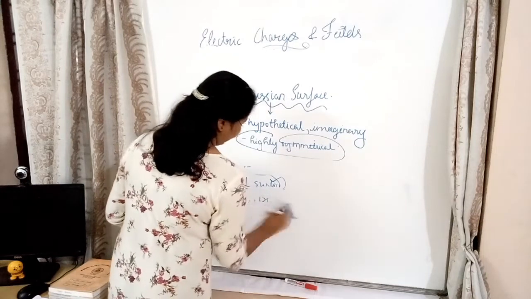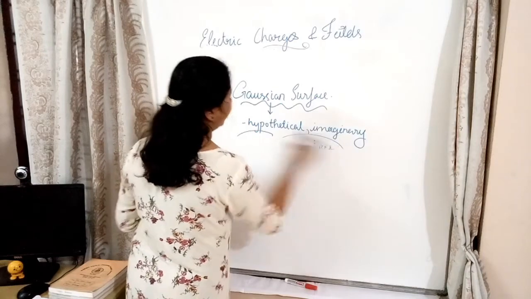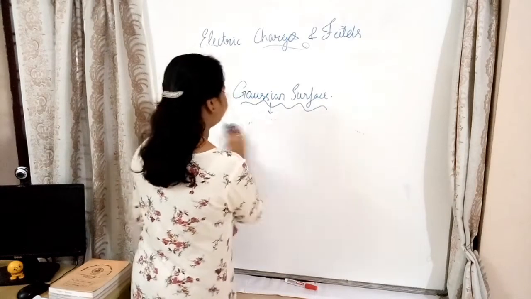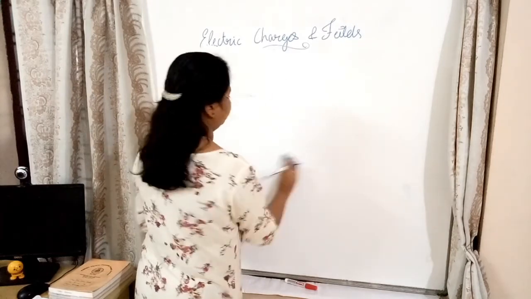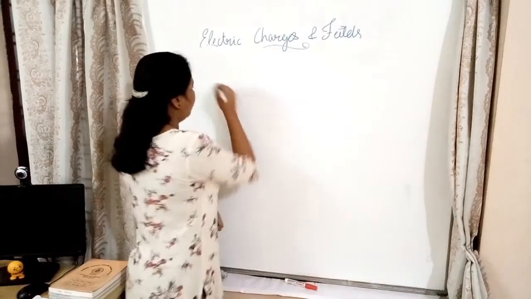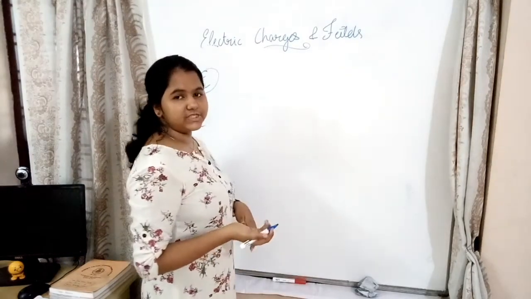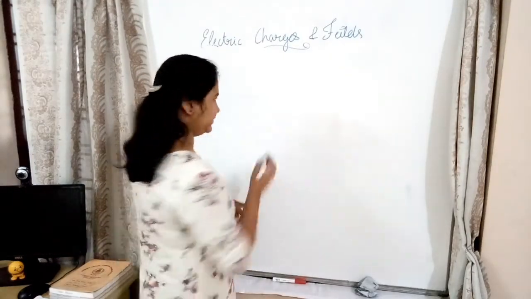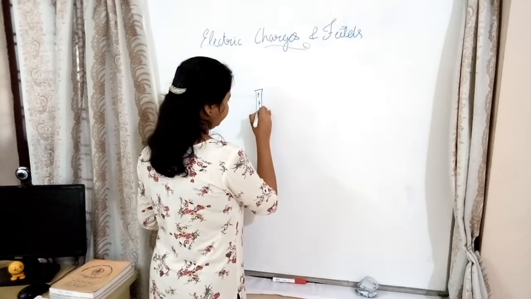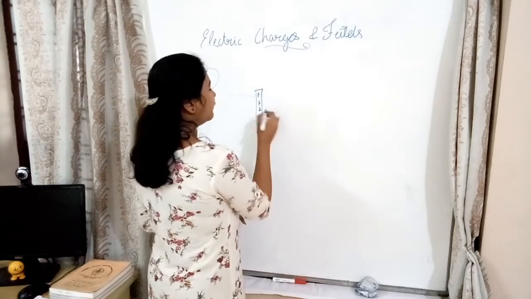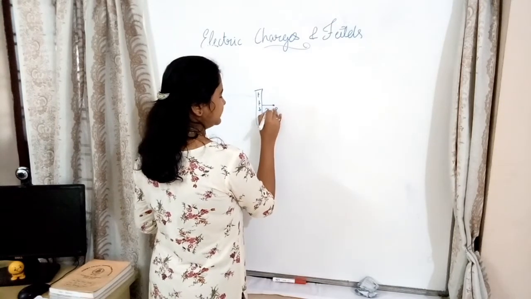I told you there are 3 applications, and the first application is for a long, straight, infinitely long conductor. So let's write application number 1. The first application is for an infinitely long conductor. So let's draw it. This is the infinitely long conductor. And then what do we have to find? We have to find the electric flux at a point P, which is at distance r.